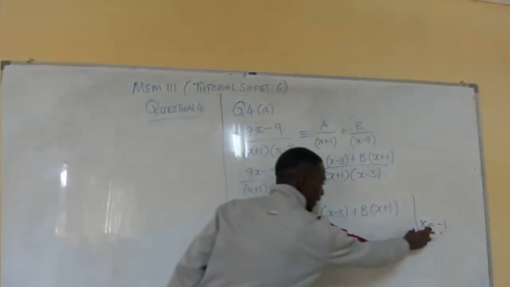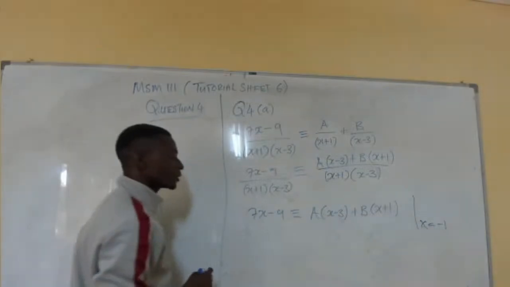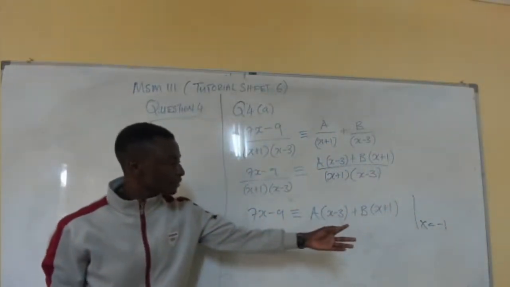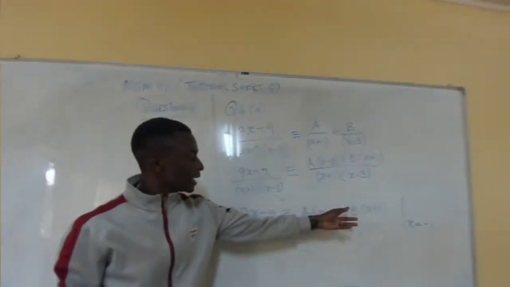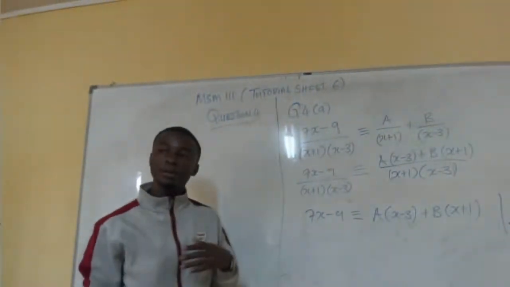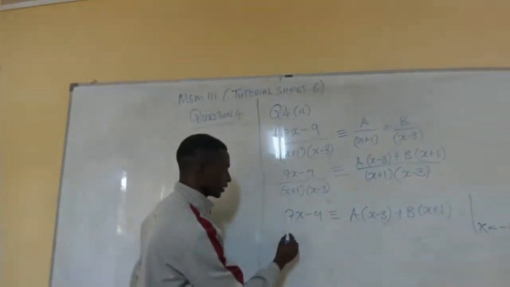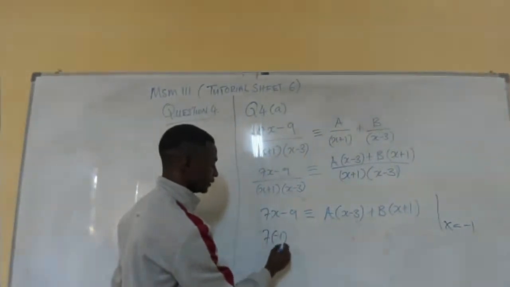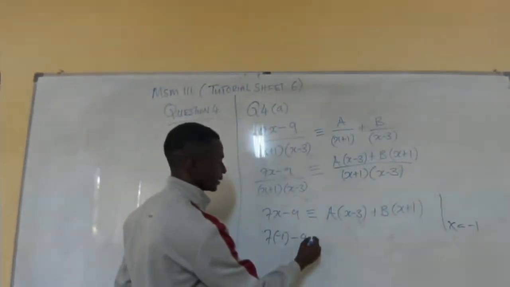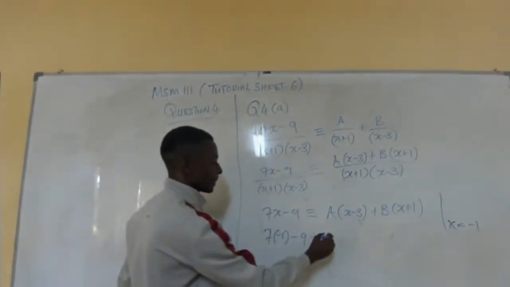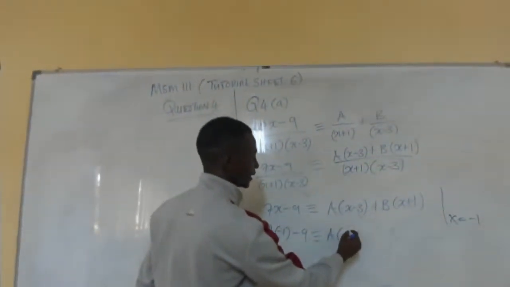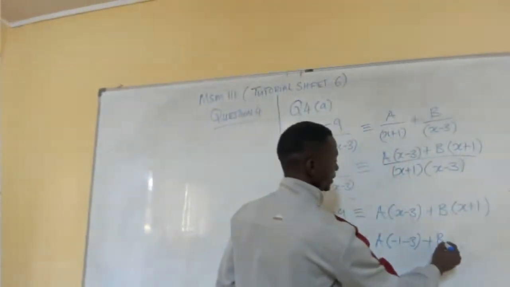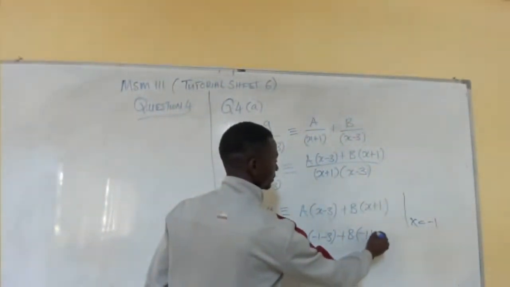So we are saying x equal to negative 1. So now you substitute in there. Where there is x, you put negative 1. Again, where there is x there, negative 1. So now let's substitute and see what we are going to get. So you say 7 multiplied by negative 1 minus 9 equivalent to a negative 1 minus 3 plus b negative 1 plus 1.